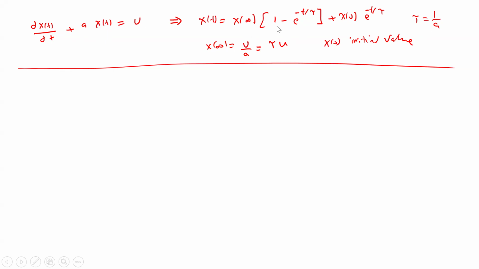Here tau is actually equal to 1 over a. So a should be given to you, u should be given to you. What is unknown here is x. X of infinity is actually u divided by a, or tau times u. X of 0 is the initial value. You have to find it, and then you can plug it in this equation. That's it. So if you have this differential equation, you can solve it this way.